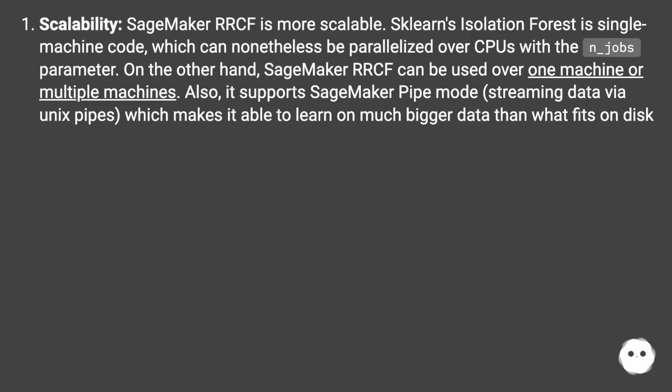Scalability. SageMaker RRCF is more scalable. Scikit-learn's isolation forest is single-machine code, which can nonetheless be parallelized over CPUs with the n_jobs parameter. On the other hand, SageMaker RRCF can be used over one machine or multiple machines. Also, it supports SageMaker pipe mode, streaming data via Unix pipes, which makes it able to learn on much bigger data than what fits on disk.